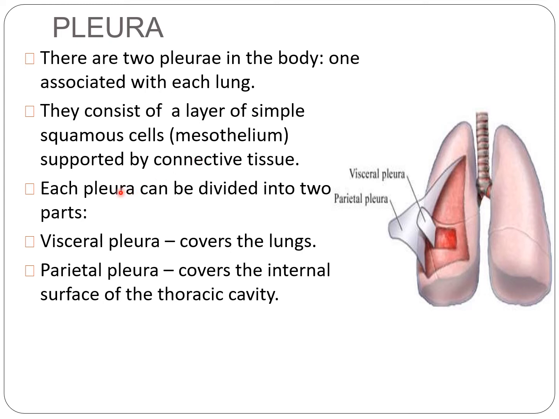Each pleura can be divided into two parts: visceral pleura and parietal pleura. This is the parietal pleura, this is the visceral pleura. Parietal pleura covers the internal surface of the thoracic cavity. Visceral pleura covers the lungs.